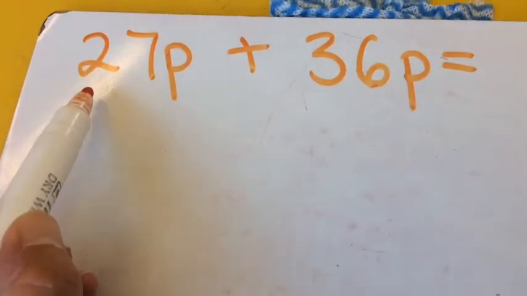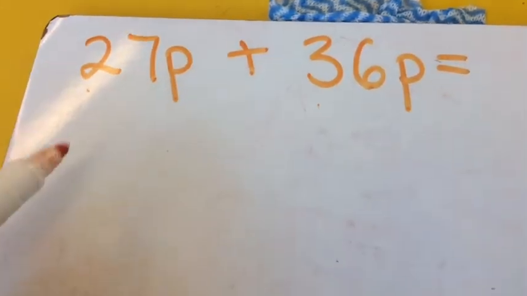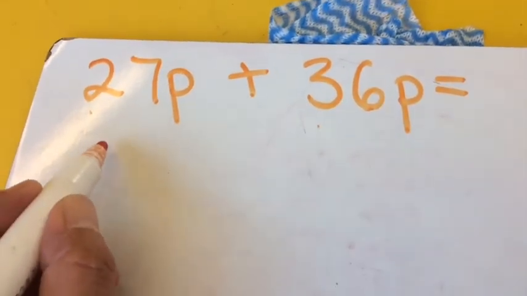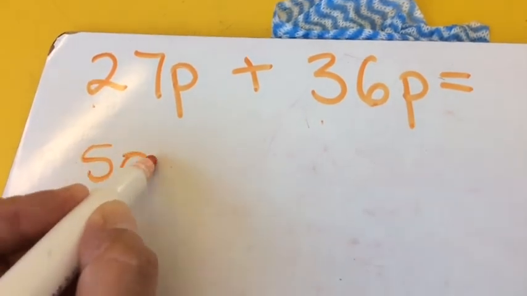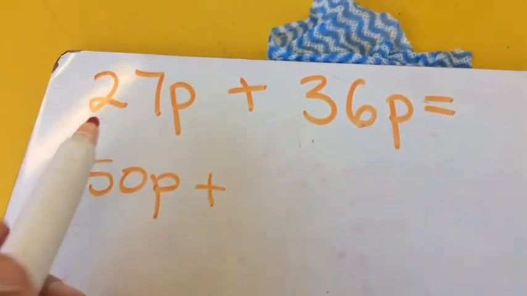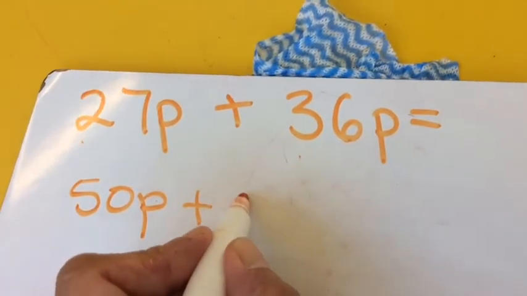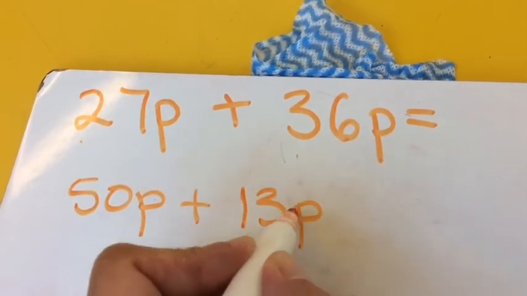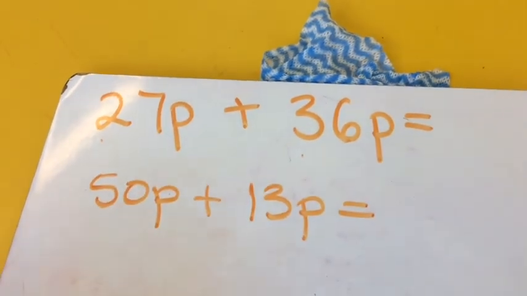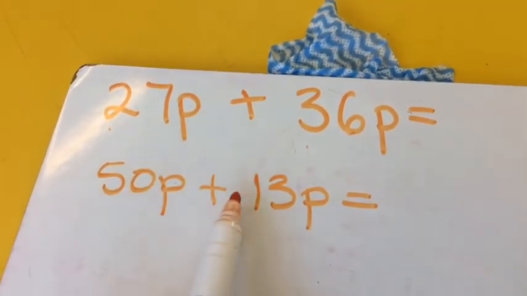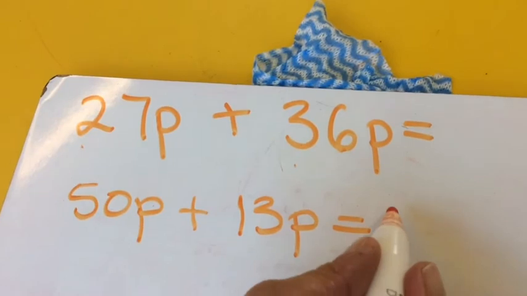Look, we could try and do the 20, add the 30, and I can record that on my paper as 50. Then 7p add 6p, I know that with my number bonds, that's 13p. And then I can recombine it. 50, 60 and 3, 63p.